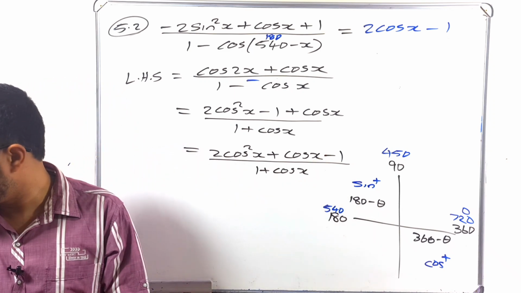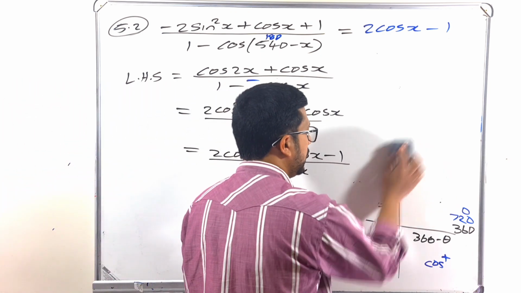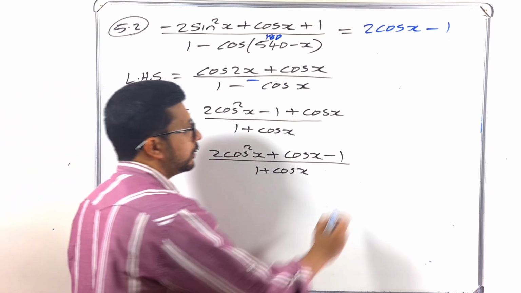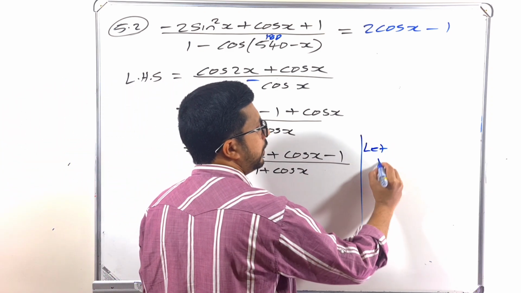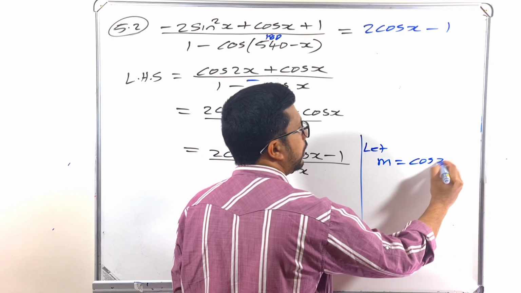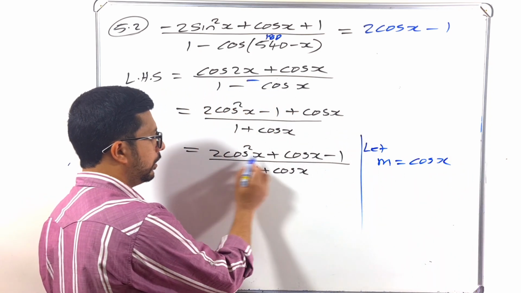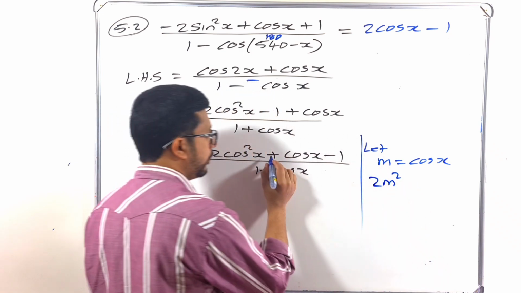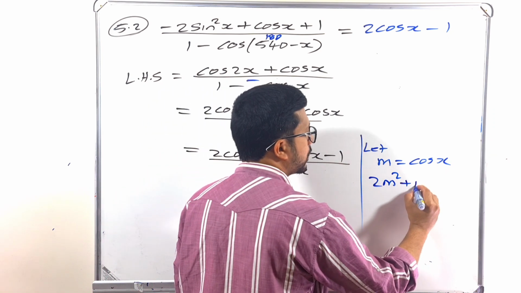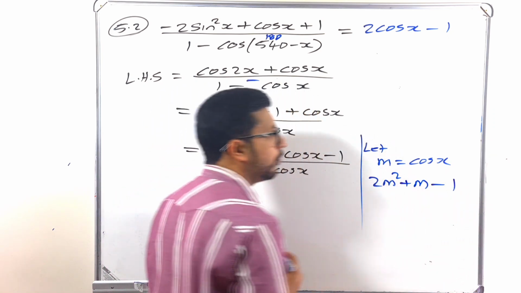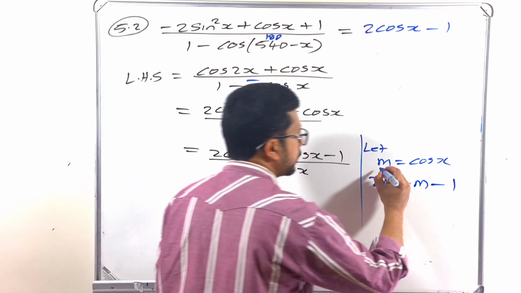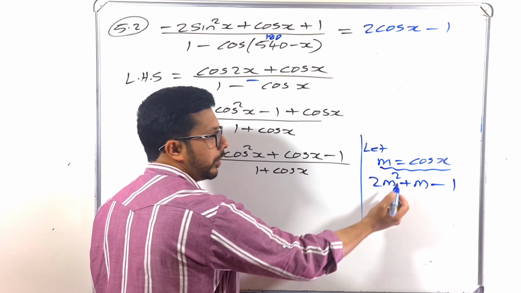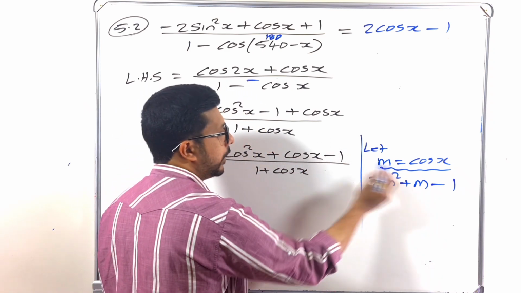Anyway, let's see. What I'm going to do here to make our work easy, look at what I'm going to write. Let m be equal to cos x. I call m as cos x. So how can you read this one? 2 cos square x means 2m square, plus cos x means plus m, minus 1. So I substituted cos x as m. So it is 2m square plus m minus 1.